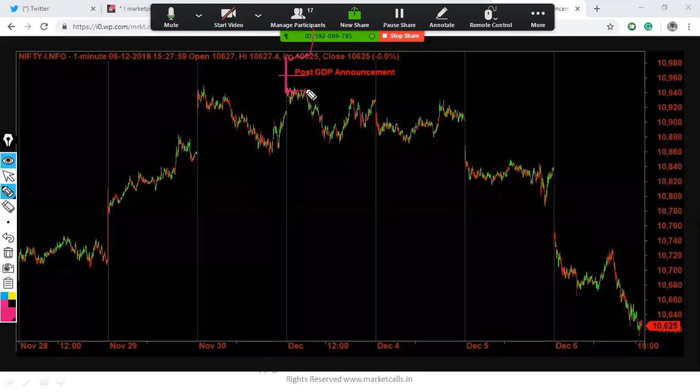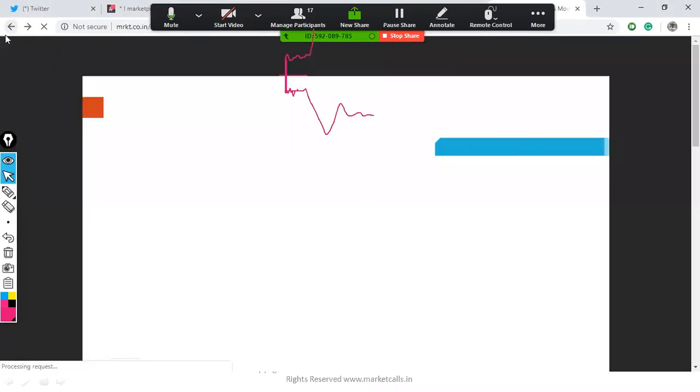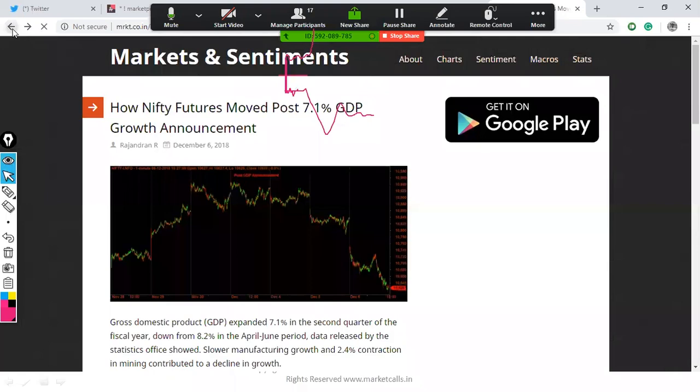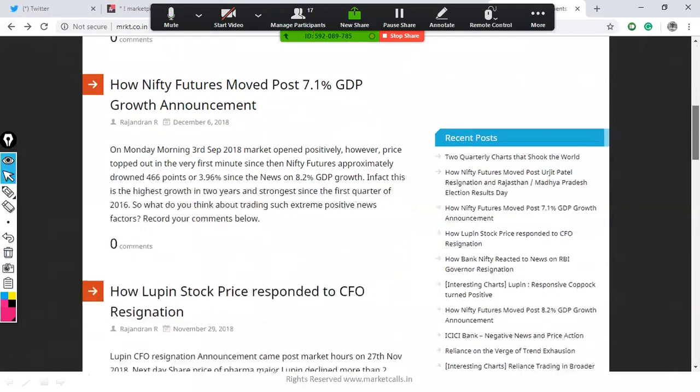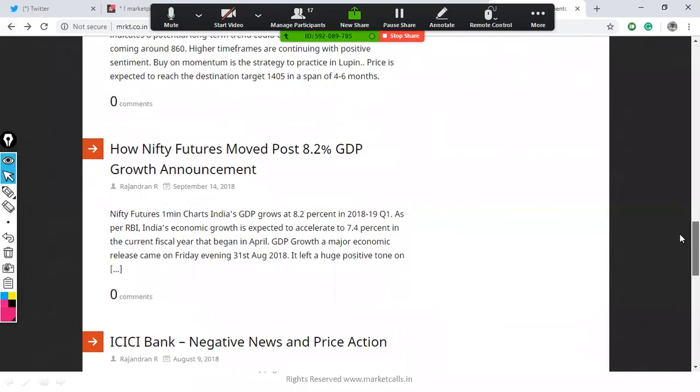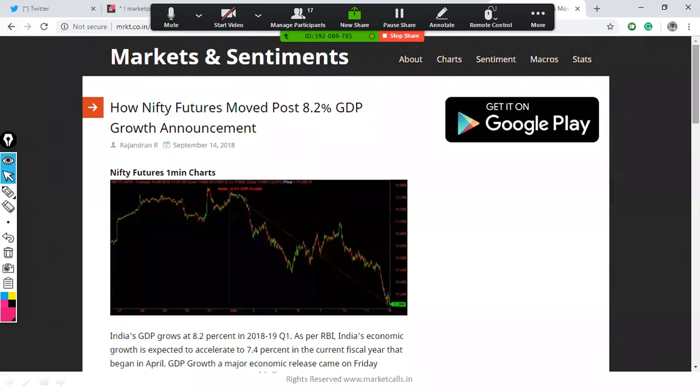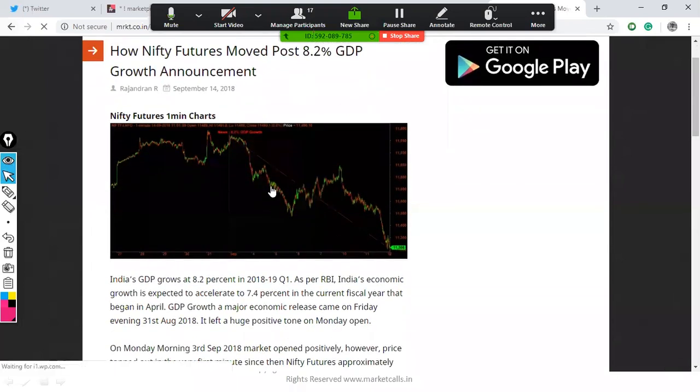And you'll be able to fade those market activities from either an intraday perspective or a positional trading perspective. It gives a lot of odds. This is what happened when the 7.1% GDP announcement came, and prior to that there was one more GDP announcement, and it's the same process there. This time the cuts were even deeper. Almost it came to around 11,750 levels.